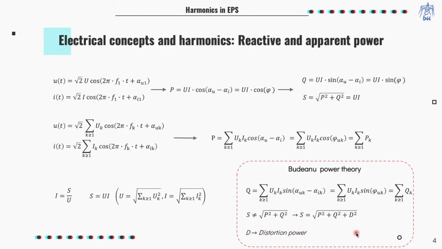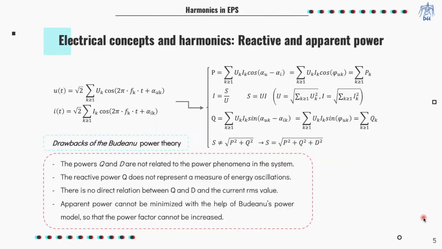Therefore, the Budeanu power theory has the following drawbacks. First, the reactive and distortion powers are not related to the power phenomena in the system. Also, the reactive power does not represent a measure of energy oscillations. There is no direct relation between reactive power, distortion power, and the current's root mean square value.